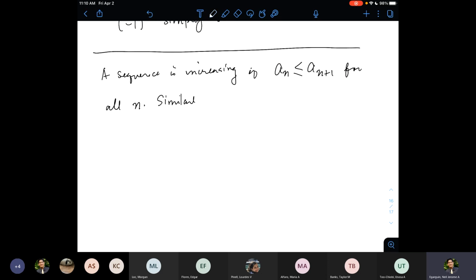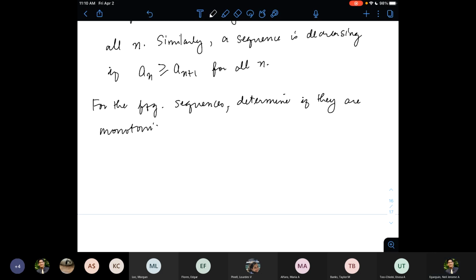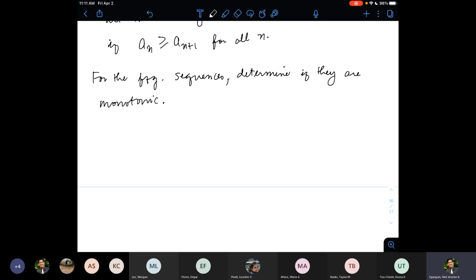Similarly, let me just complete the thought here. A sequence is decreasing if a sub n is larger than or equal to a sub n plus 1 for all n. All right. So the question here is, for the following sequences, determine if they are monotonic. Okay, so let's restart our numbering here. Let's start with problem 1, Maria's question.